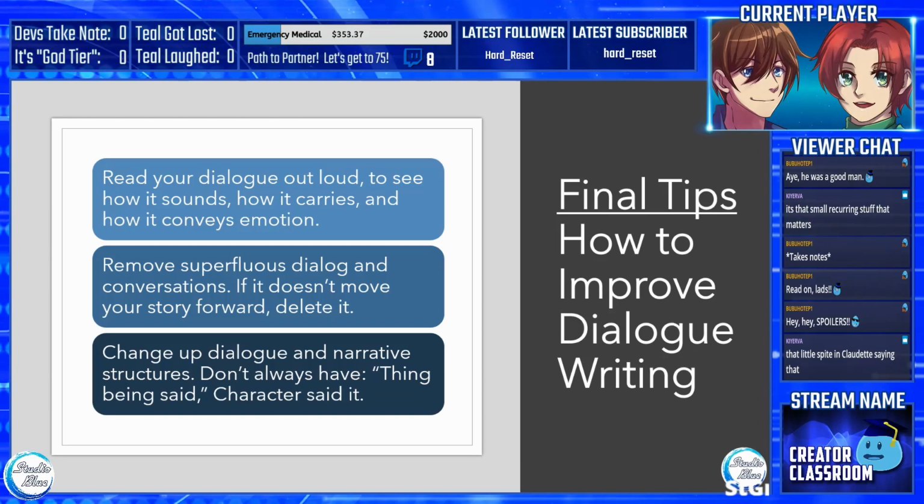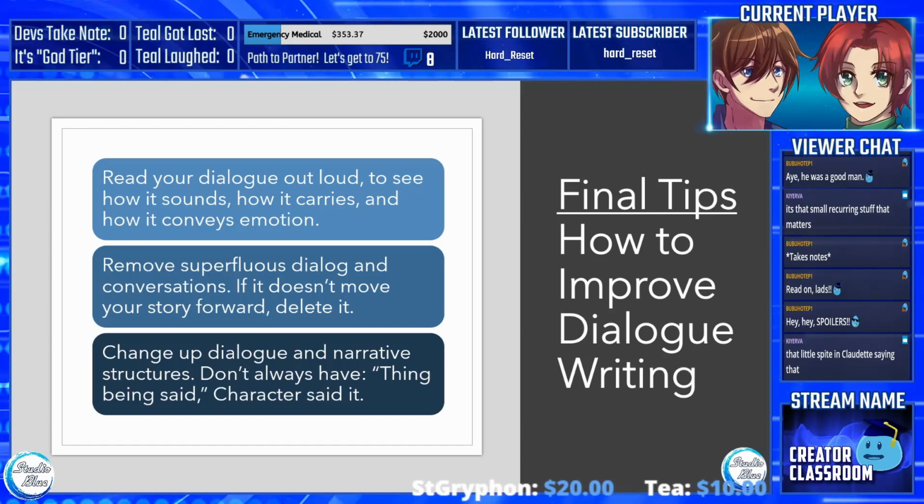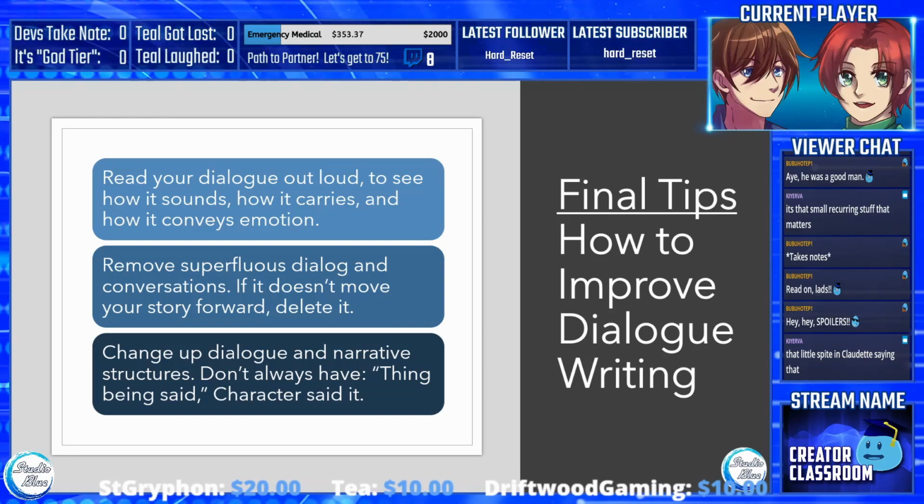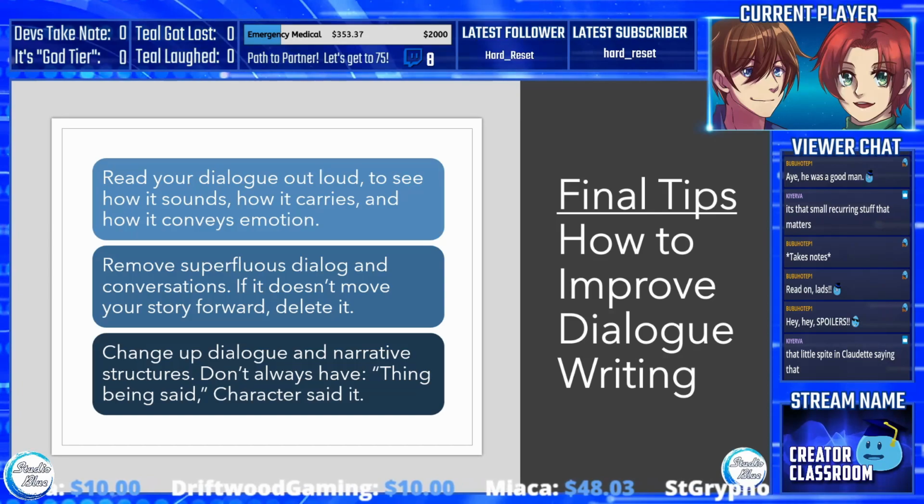But when you continue to write these different characters in different ways, you allow your writing to breathe life into the character instead of your writing just stating what the character says and does.